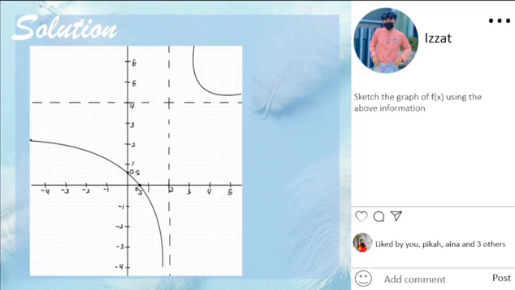For the last question, sketch the graph. First, plot the x and y intercepts. The graph will be concave down and decreasing on the interval negative infinity to 2, and concave up and increasing on 2 to infinity. Then make a dotted line for the vertical asymptote at x equal to 2 and the horizontal asymptote at y equal to 4.